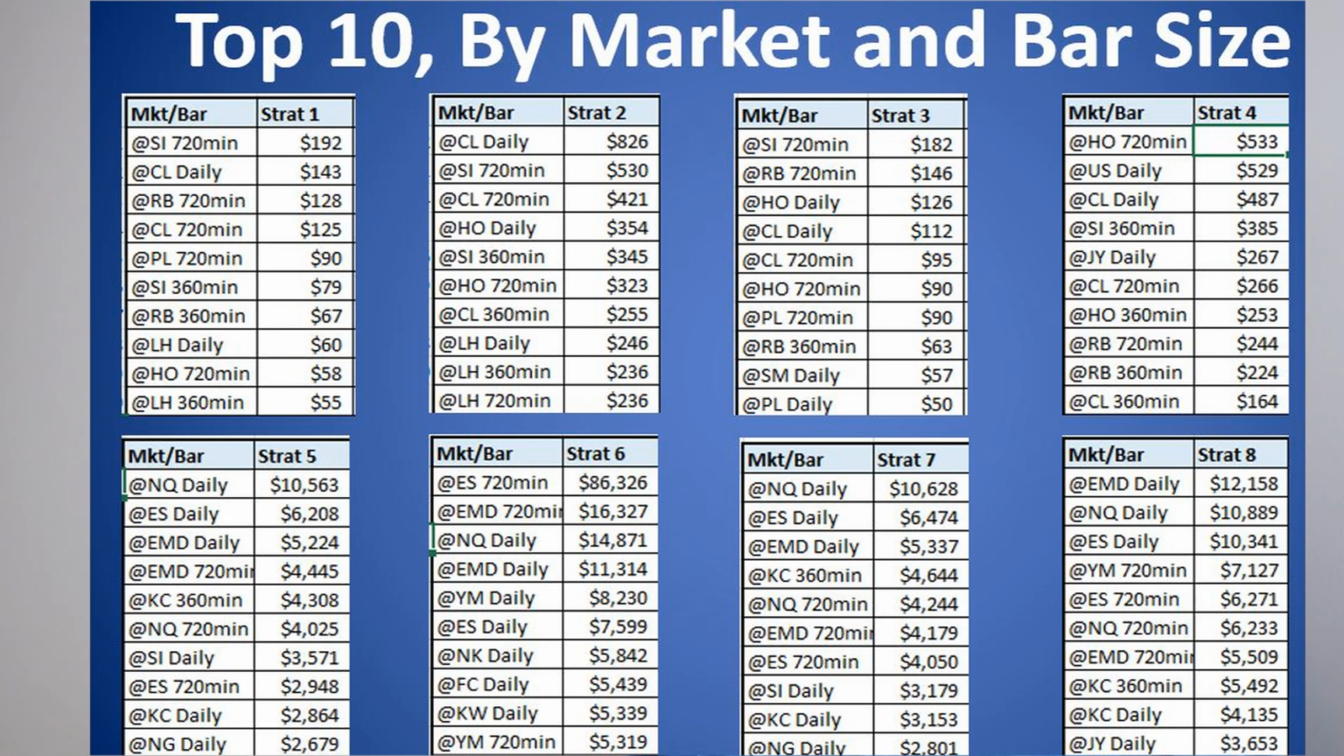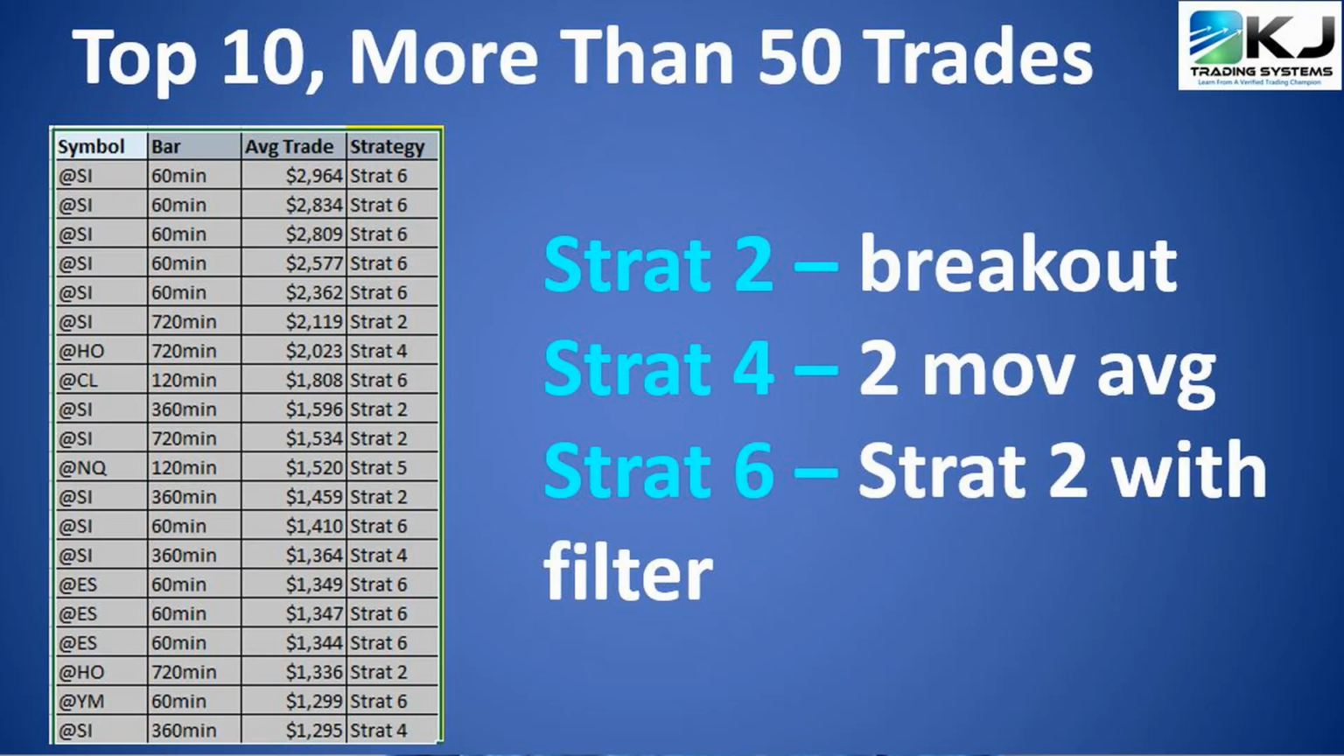So continuing on, let's look at the best overall performers. What does that kind of look like? Here they are by different strategies. And you might say, well, some of those probably only have a few trades. Some of the stock indices, for example, might only have 1 or 2 trades. So let's make it so it has to have at least 50 trades. Then here's our top 10.